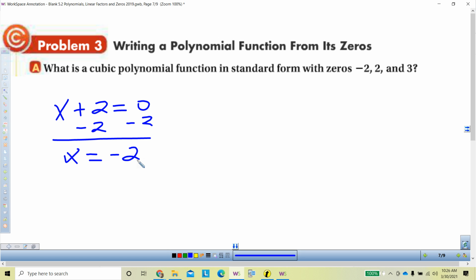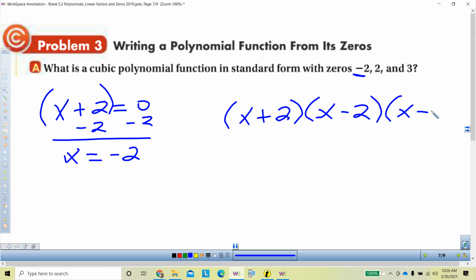So to get x equals -2 right here, my parenthesis is going to be x plus 2. Okay, so again, it's just opposite signs. Whether I'm going from parentheses to zeros, I use opposite signs. Or if I'm going from zeros back to the parentheses, I also use opposite signs. So my parentheses here are x plus 2, x minus 2, and x minus 3.